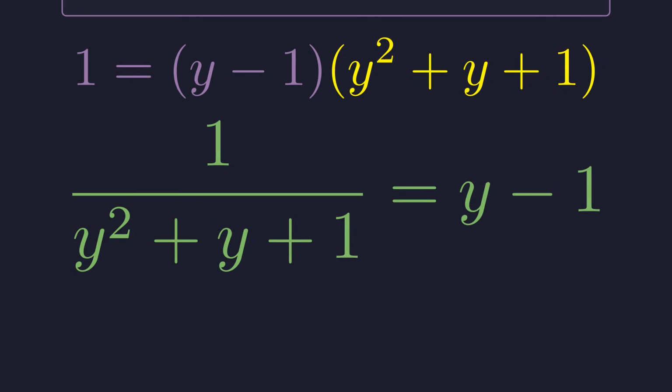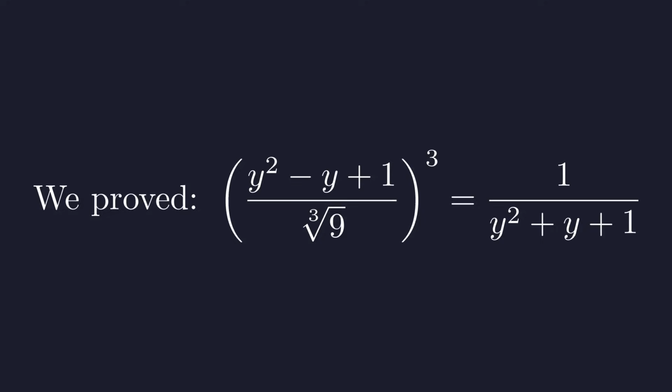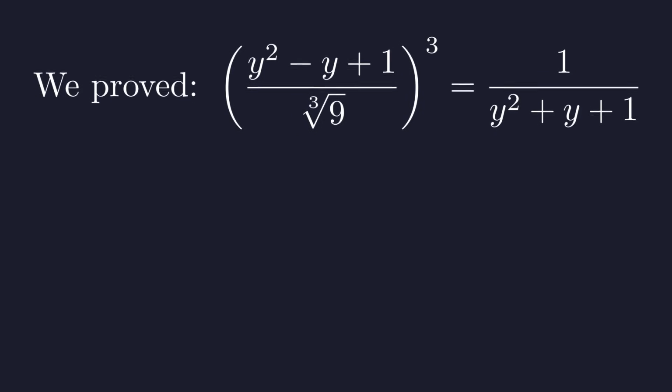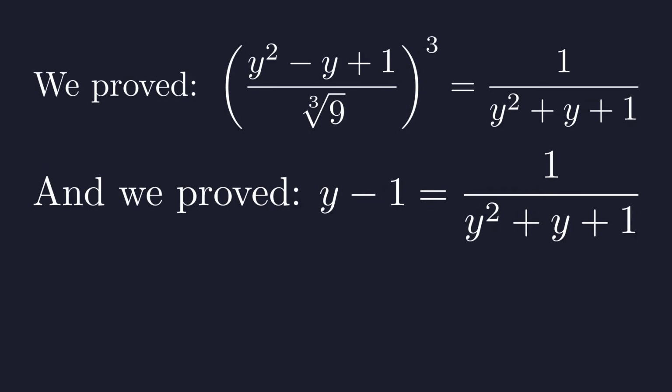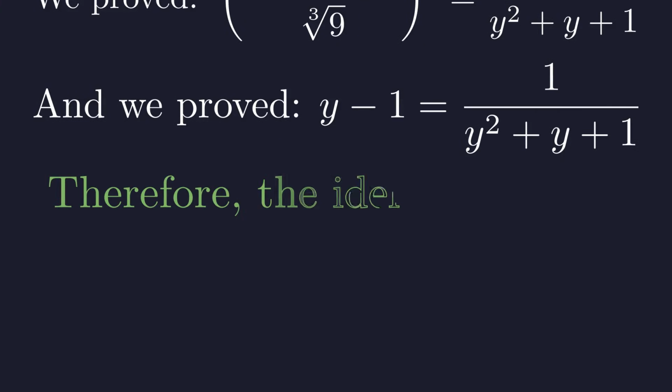This is exactly what we needed. Let's bring it all together. We showed that cubing our candidate expression gives us 1 over y squared plus y plus 1. And we also showed that y minus 1 equals that exact same expression. So they must be equal.